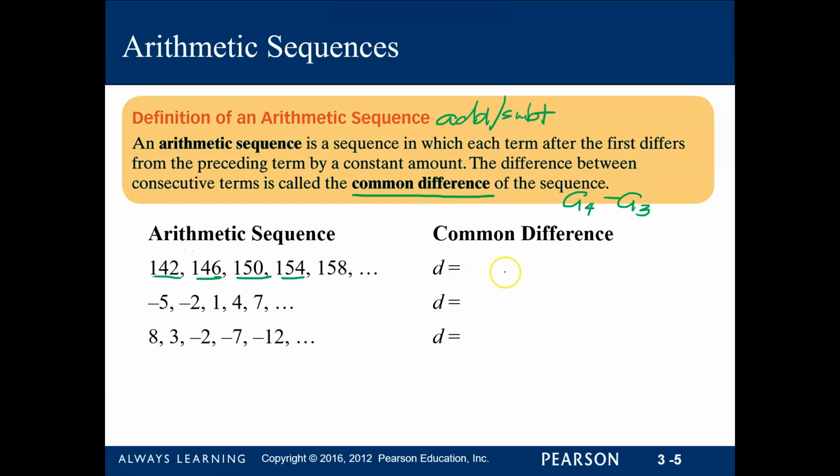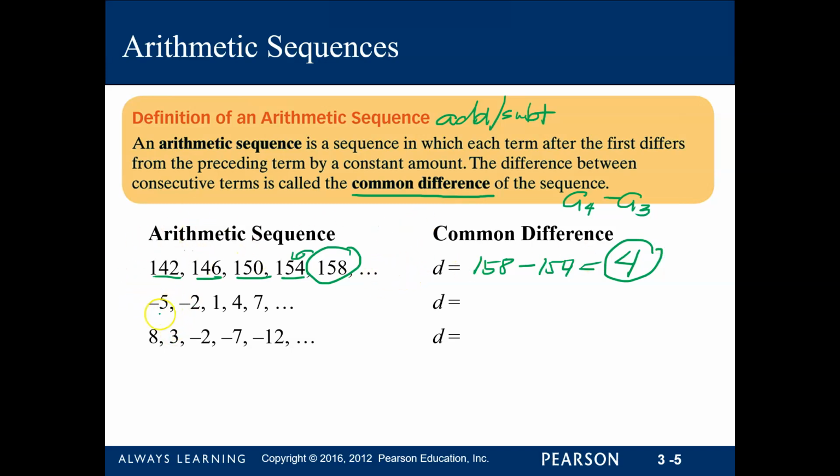So how are we going to find a common difference? You can select any two consecutive terms. So let's say we have this one, 158 minus, okay, the previous is this one, 154, and the answer is positive 4. So the common difference, even though it says difference, I know it's usually associated with subtraction, okay? The common difference is going to be positive 4.